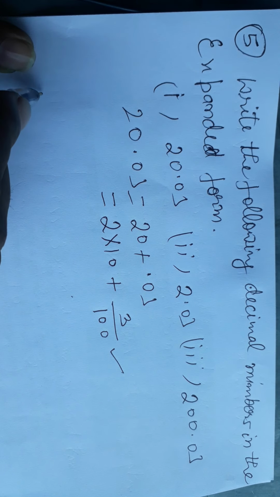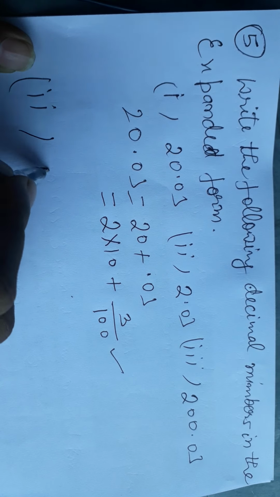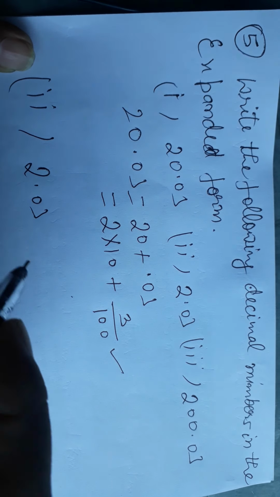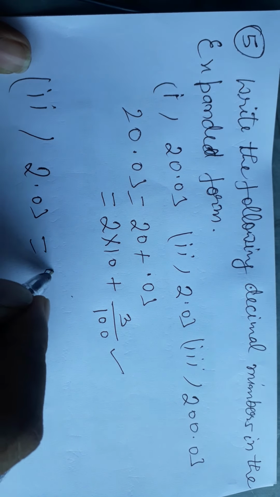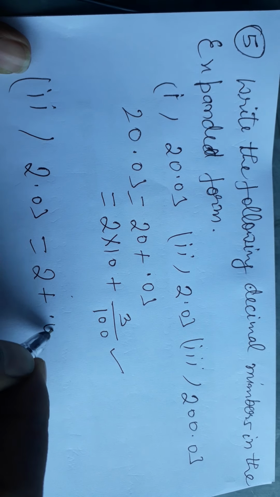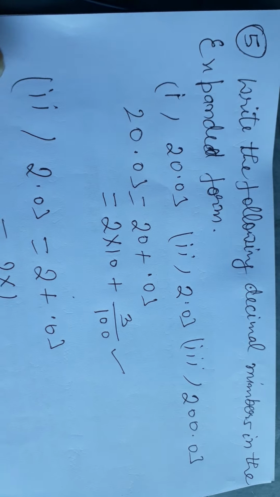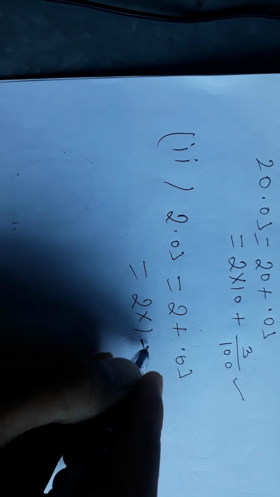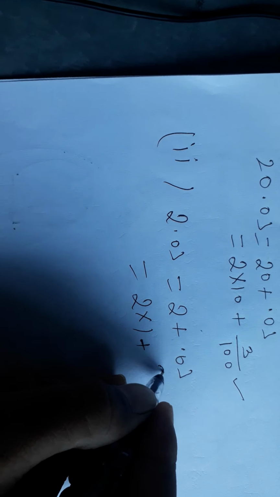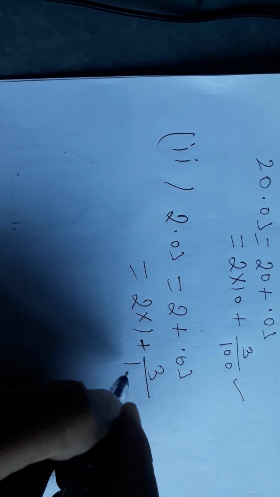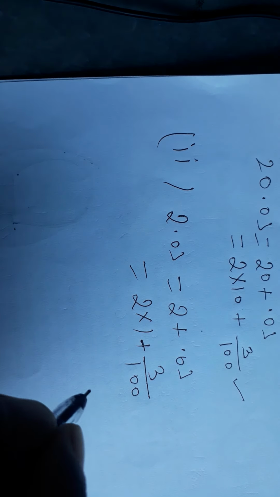Okay, next one is number second, which is 2.03. Look, what can we write this as? 2 plus 0.03. 2 can be written as 2 into 1, and after that plus 0.03, so 3 upon 100. Okay, is our answer. Next one is what?